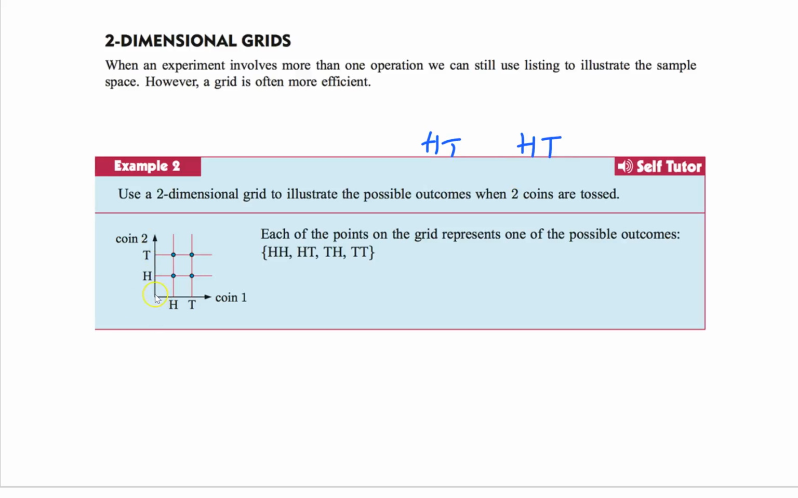Y axis. Let one of them be coin 1 and the other one be coin 2. There's my straight lines again. Right? And then you can see all your possibilities. There's heads, heads, heads, tails, tails, heads, tails, tails. Right? So it's just a nice, easy way to show you your possibilities. That's all a two-dimensional grid is, a way of writing out your information. We'll do an example of that a little later.